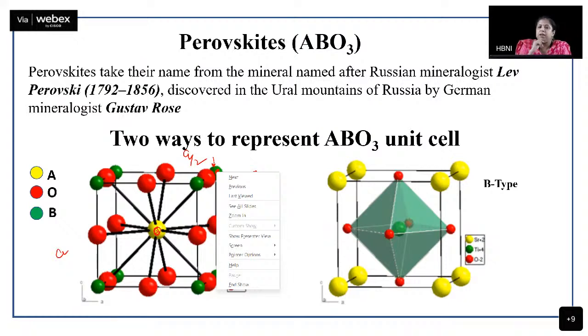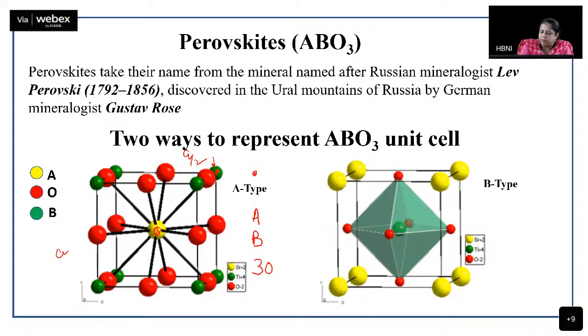Now, if you concentrate on this figure, this is your green ball at the center and you have 6 oxygens surrounding it at a distance of A by 2. Okay, so this is what we observed here. Now, how far are they? How many yellow balls are surrounding the green ball in this figure?